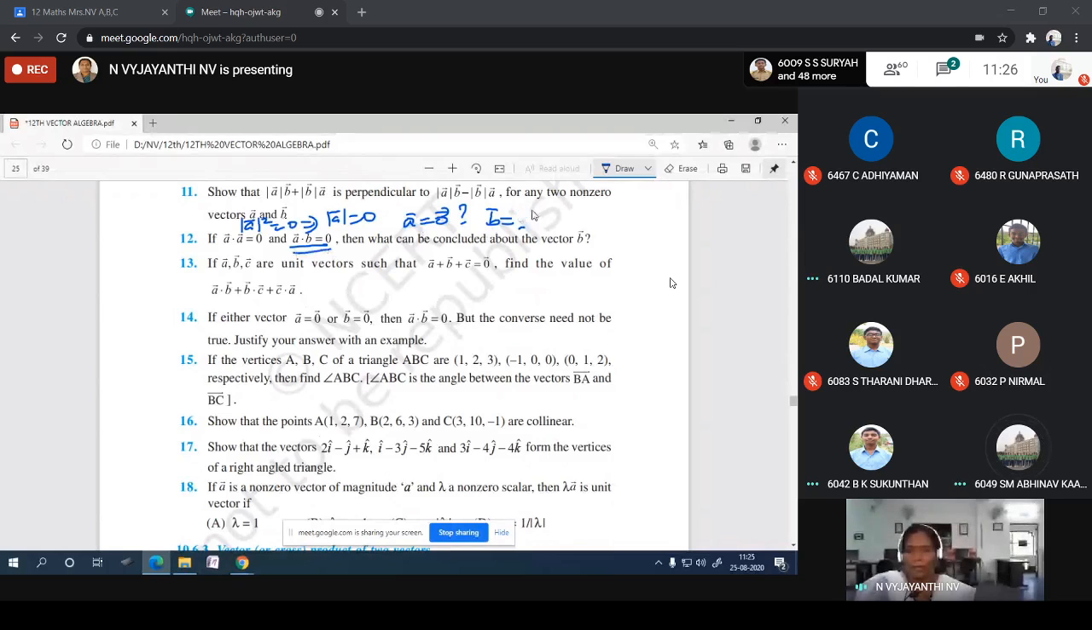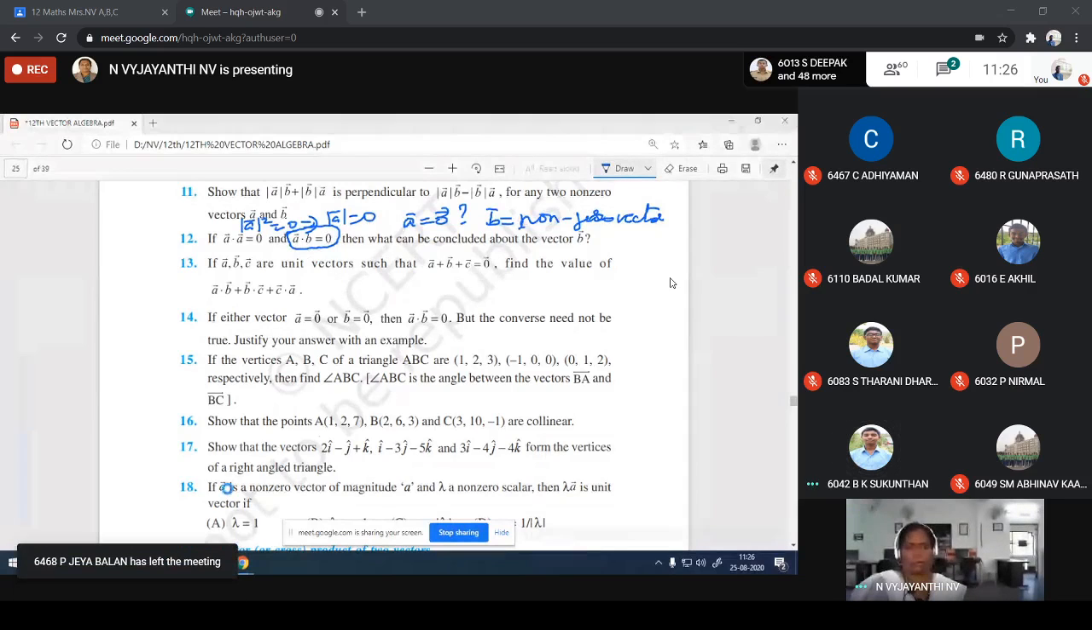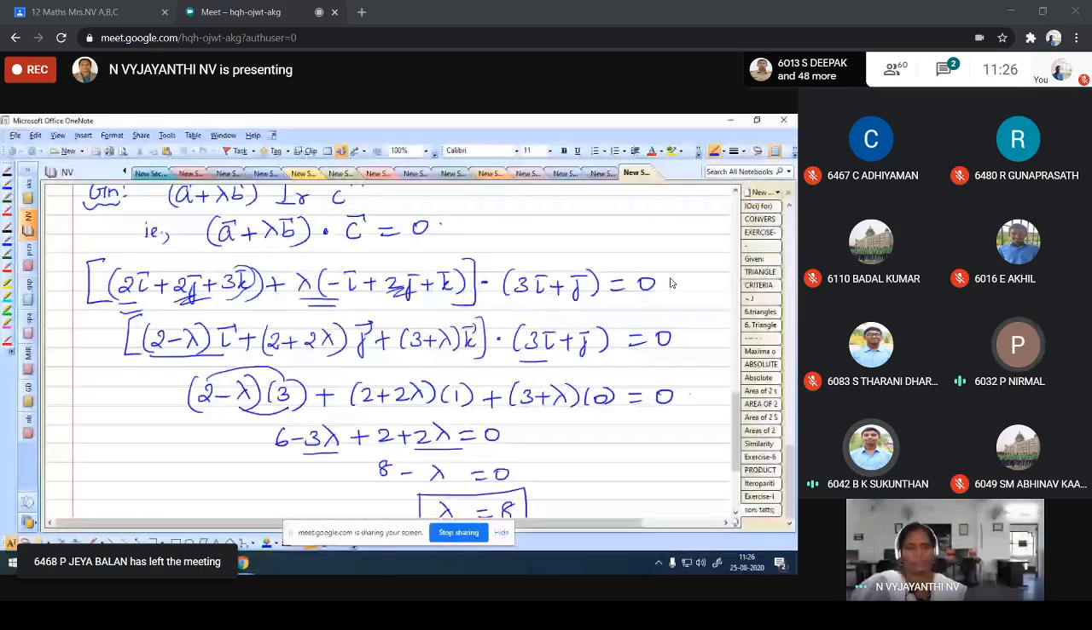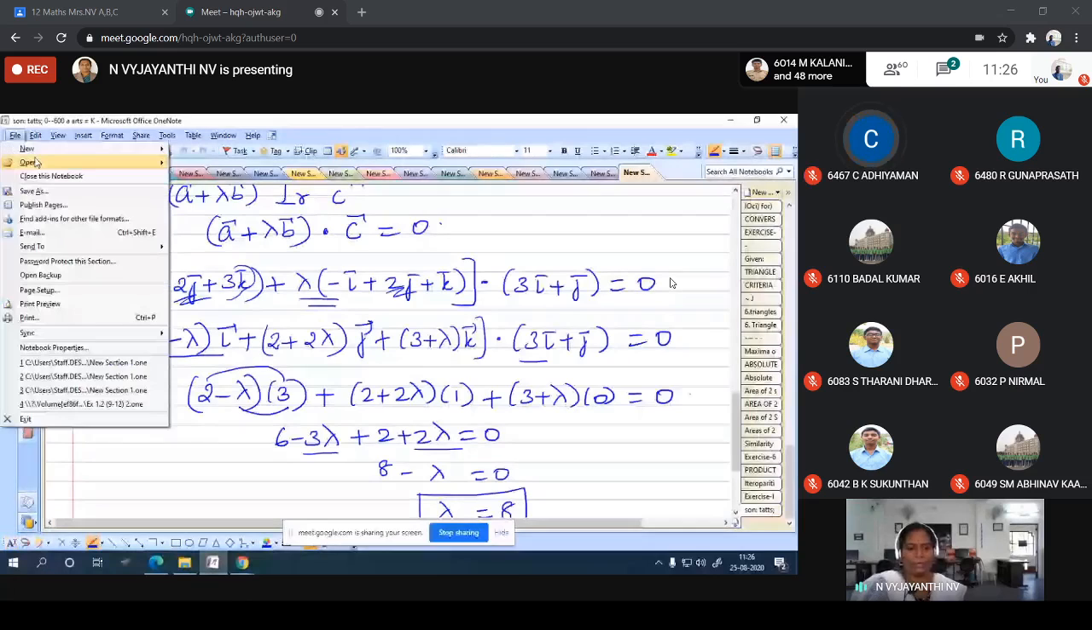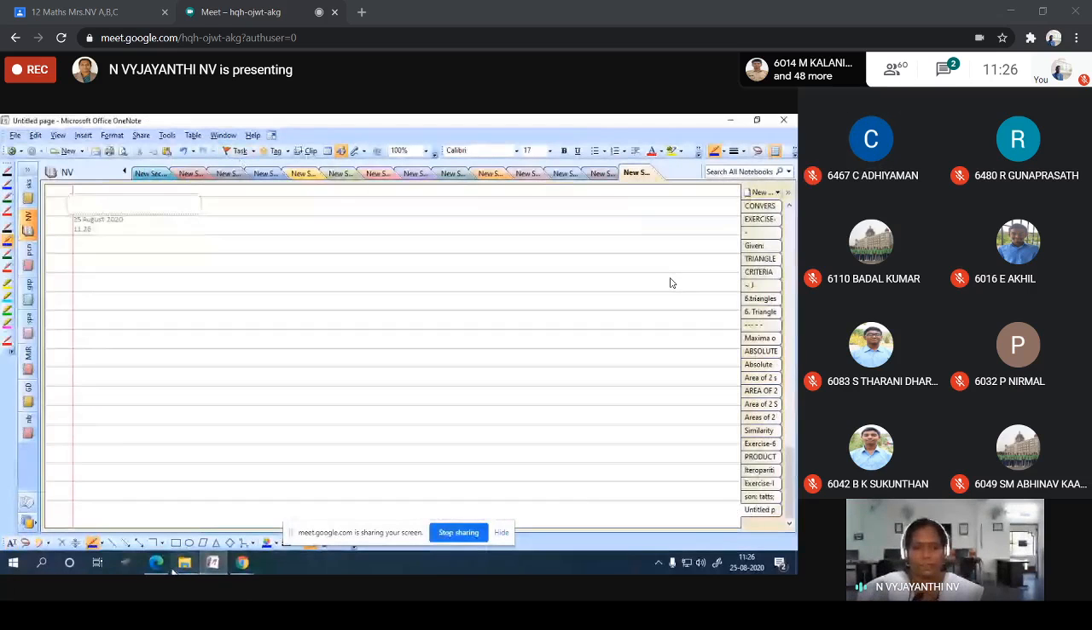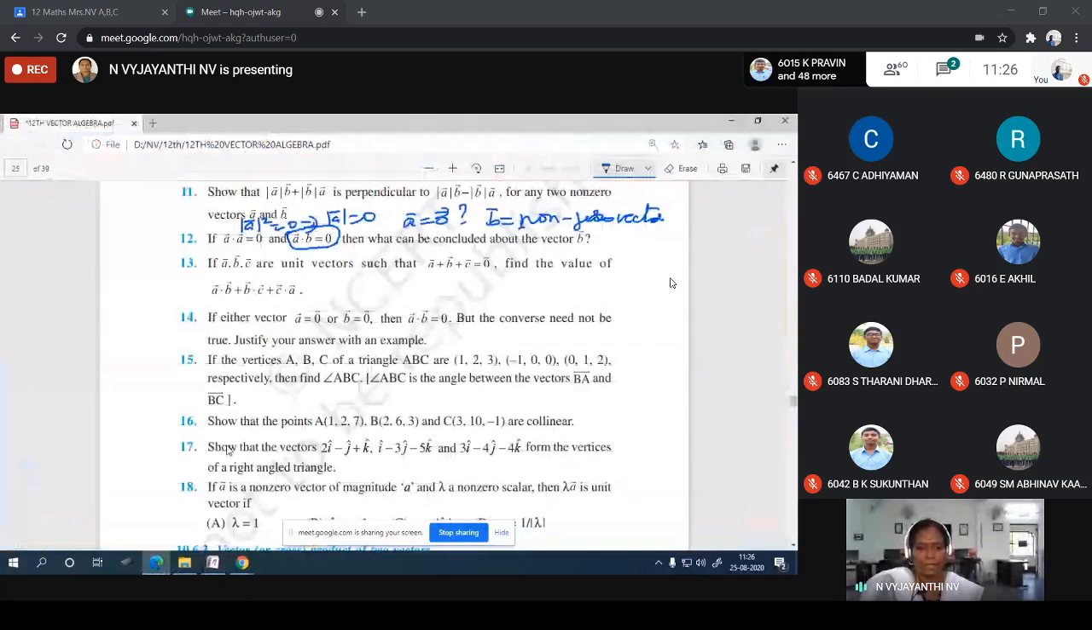So B will be a non-zero vector. One will be a zero vector, which means another one must be a non-zero vector; then only A dot B will become 0. If both are zero, that is not possible. We cannot multiply both zero vectors. So this is a repeatedly asked question in NDA.